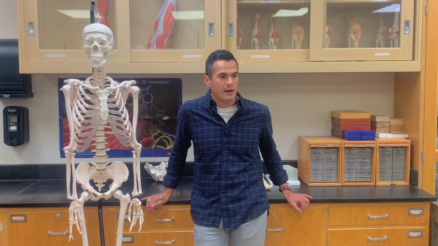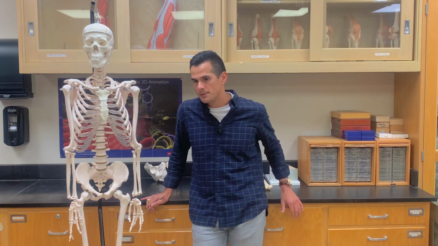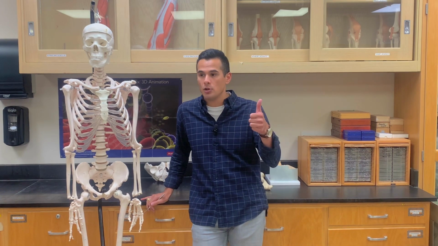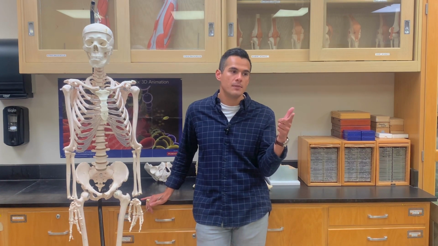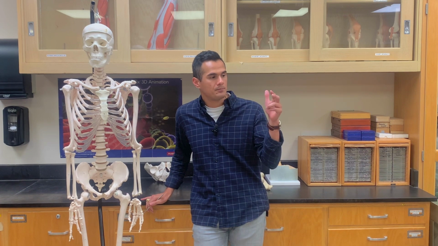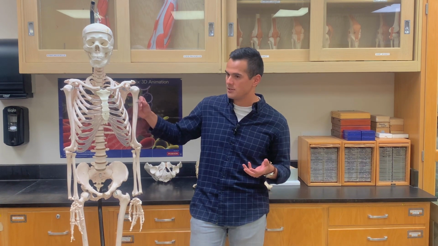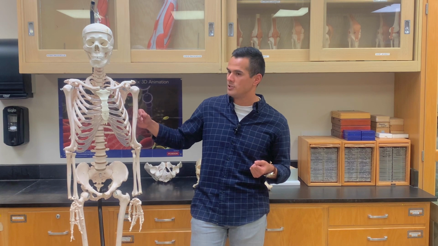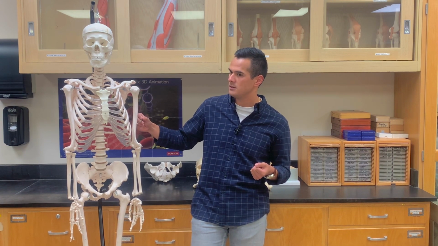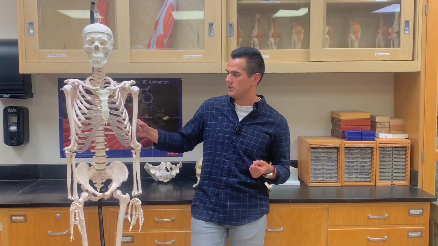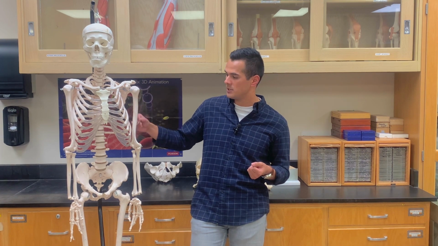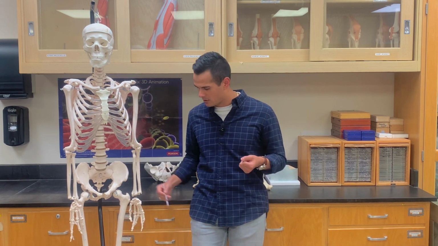So we can classify bones into four main categories. You have long bones, short bones, and irregular. What bone is this right here? This is the humerus. So what type of bone would this be? Yeah, this would be a long bone. Both of these are long.